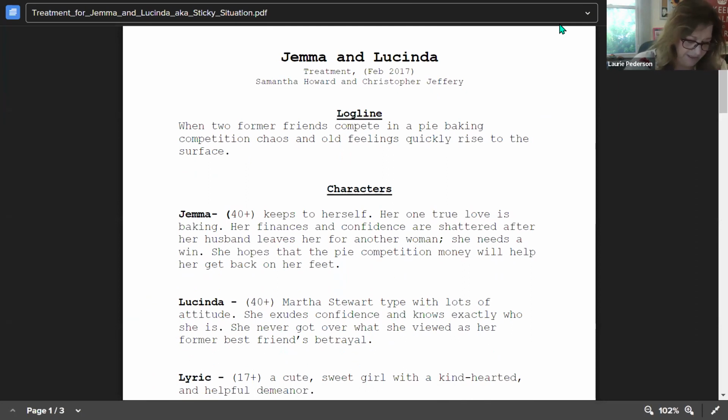Basically, it's kind of a cute story. According to their logline, it's a sweet story about two former friends who compete in a pie baking competition, and chaos and old feelings quickly rise to the surface. I thought it was just a very cute film. It kind of made me think of a feel-good family kind of thing. I'm not sure where the marginalized experience applies in the story, which they marked that it was, but I did not see that at all.